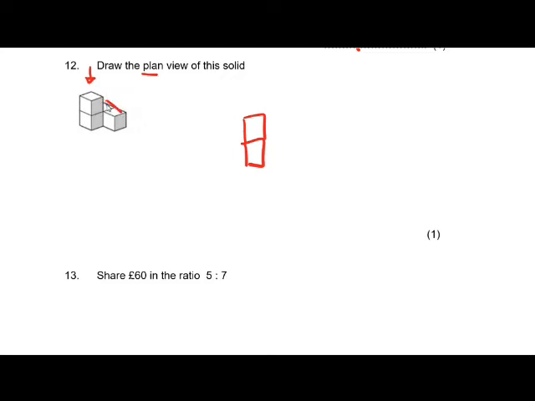We also need 2 squares going that way to represent this L shape that we would see from above. So the plan view for the solid should look something like this. It doesn't matter which way round you do it. If you do it that way round, that is also the correct answer.